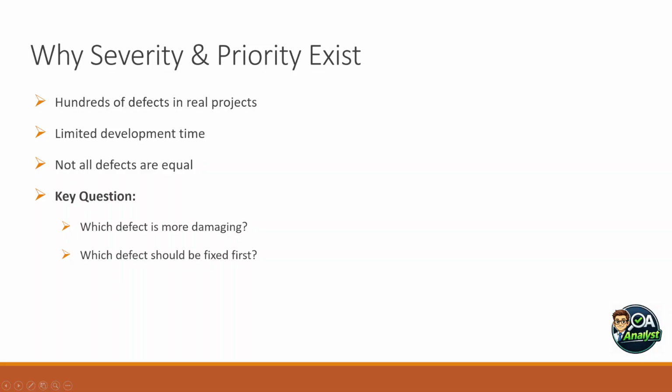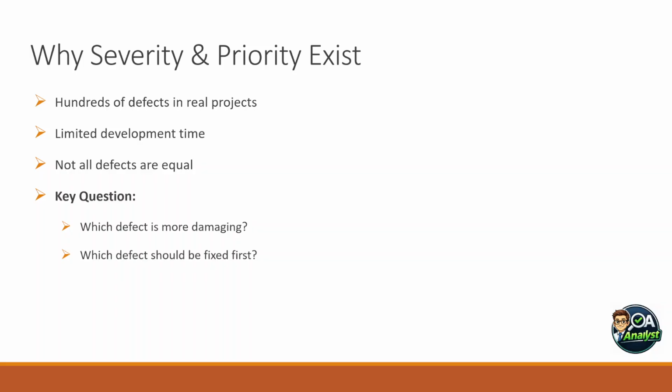Before defining anything, let us understand why we even need severity and priority. In a real software project, hundreds of defects are logged. Developers cannot fix everything at once. Releases have deadlines. Now imagine the situation. A tester reports a spelling mistake on a home page and an application crash on payment. Should both be treated equally?